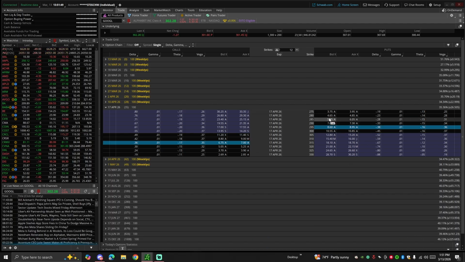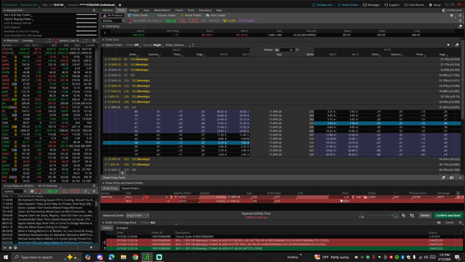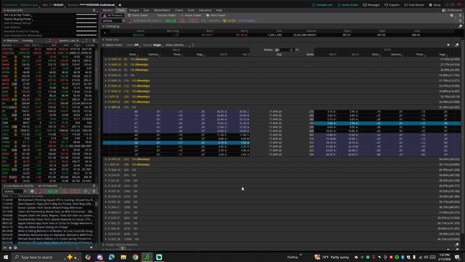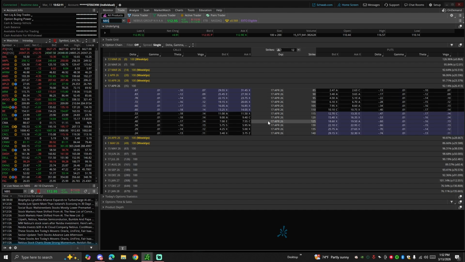But there are ways to build your credit spread where you do have that ability. Google is not really a great example because the implied volatility on it is kind of meh. We're at only 35% implied volatility. But if I go to, let's see, NBIS, what's NBIS up to?